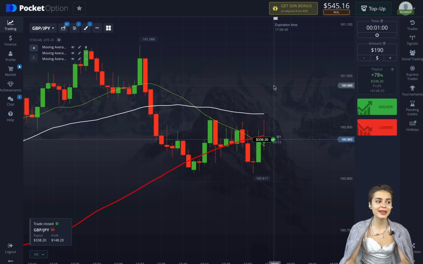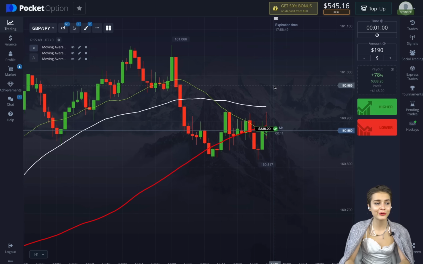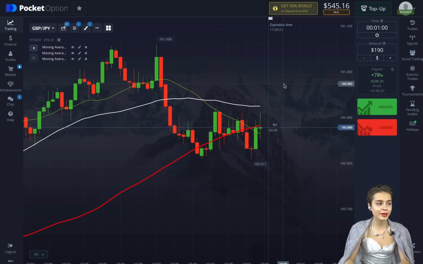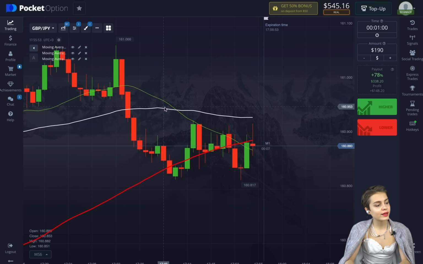So guys, it was kind of risky, but anyway, another deal is closed, and the case is pretty simple here. There's a green quick line, it crosses the white line, and just now it crossed the red one.